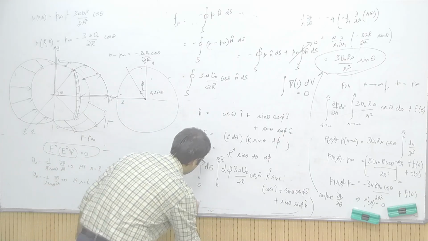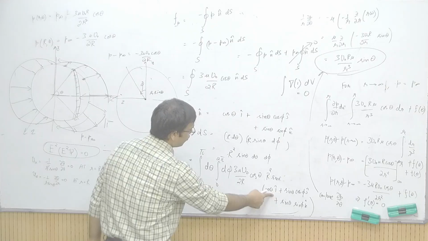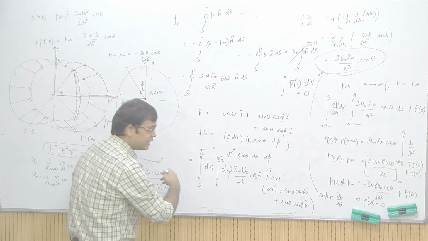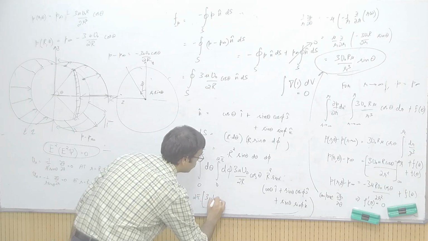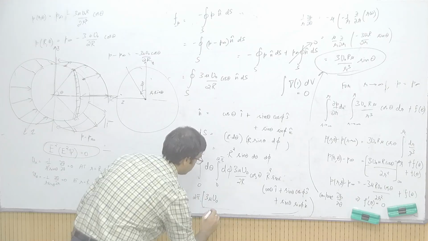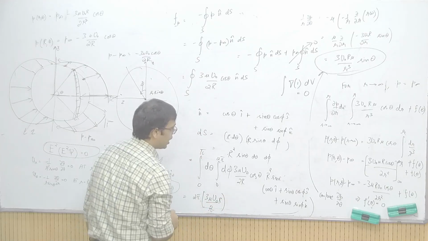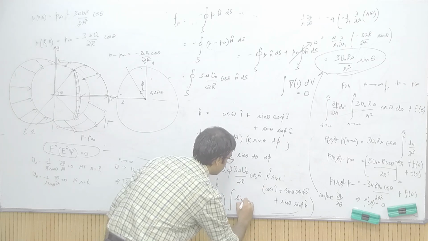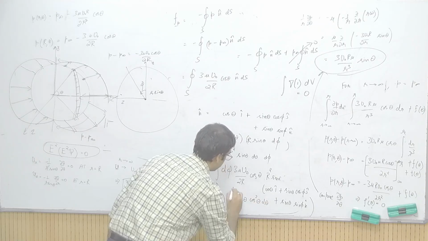And all you will be left with is the i cap component, and the rest of the terms of i cap are not varying with phi, so phi will just integrate out. So you will have 2 pi times 3 mu u naught by 2, times r, and then an integration of sin theta cos square theta d theta from 0 to pi.